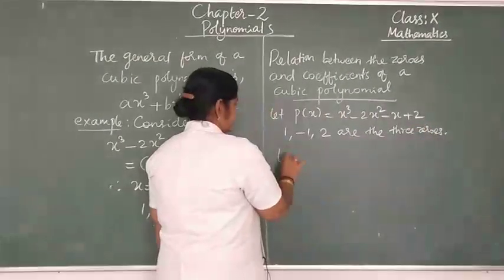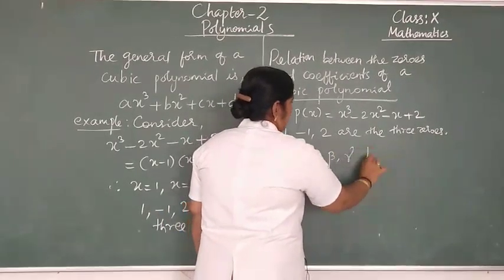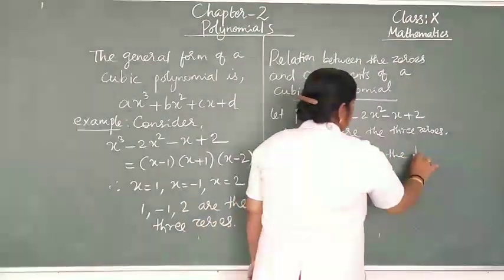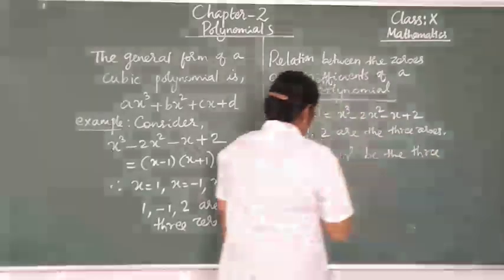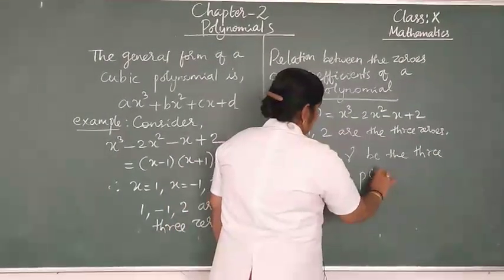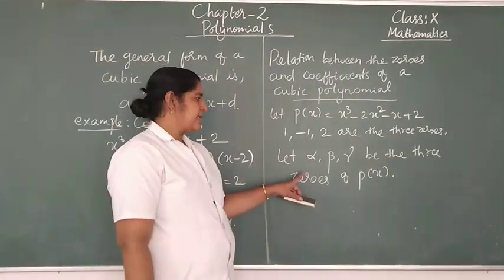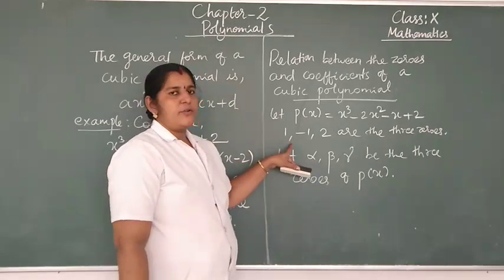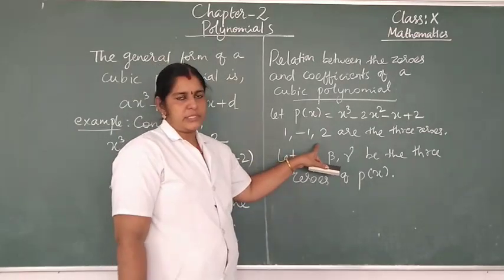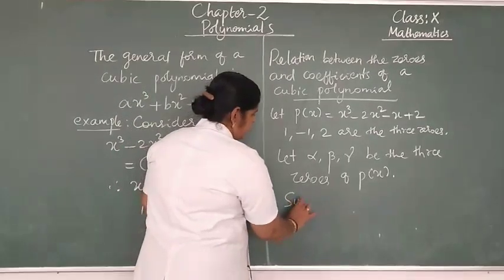So let alpha, beta, gamma be the three zeros of this cubic polynomial p of x. Okay, yes. Now before finding the relation, we need to find out the sum of the roots and the product of the roots. Okay, so sum of the roots.